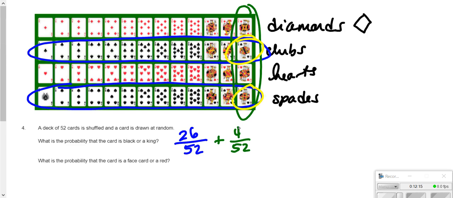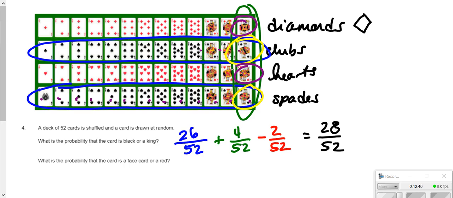So one way to adjust for that would be to subtract those cards that I got counted twice. Okay, that's not the only way, but it is a way. And so my final answer should be 28 out of 52. You could convince yourself that that's correct by going through and counting. 1, 2, 3, 4, 5, 6, right? Go through and count all of these cards and all of these cards and then this card and then this card. Right? Those are the cards that are either black or a king.